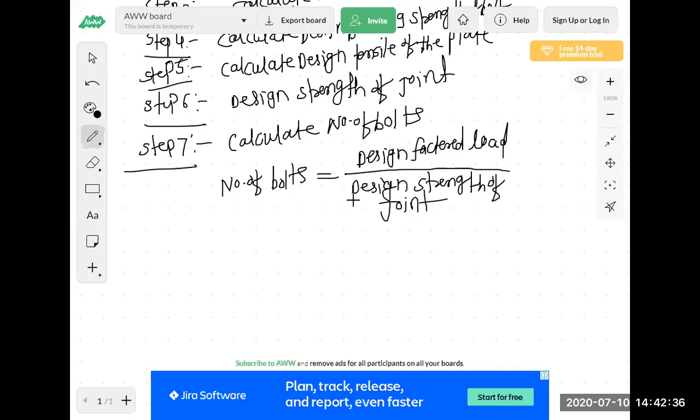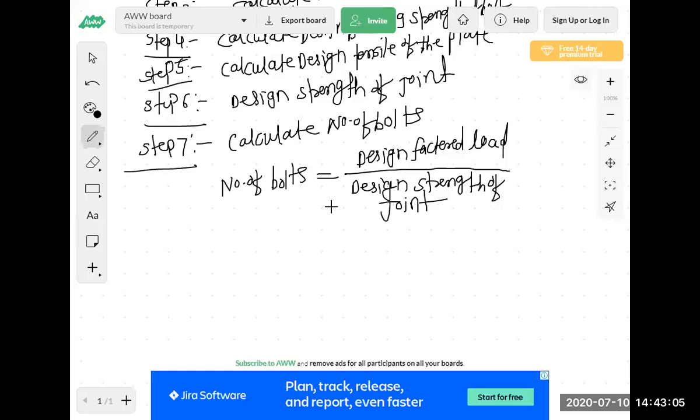Are you getting? So design factored load, that factored load is given in the problem statement, and design strength of the joint, that we have calculated in step number 6. So याचा जर आपण कॅल्क्युलेशन केली तर तुम्हाला नंबर ऑफ बोल्ट्स मिळतील, म्हणजे किती नंबर ऑफ बोल्ट्स त्या जॉइंटला बसवावे लागतील, that we will get. Are you getting now what is design and what is load carrying capacity?